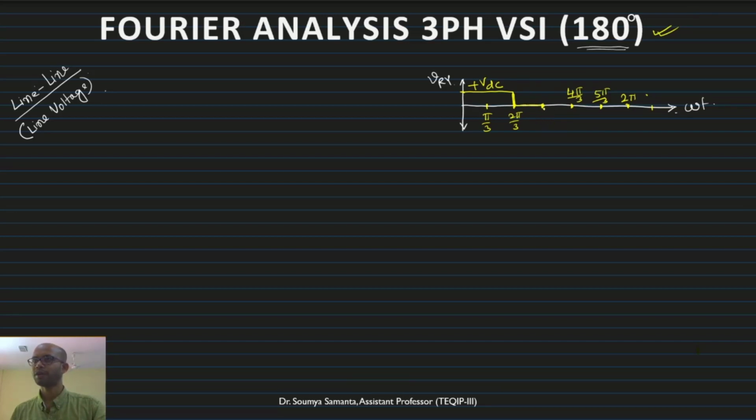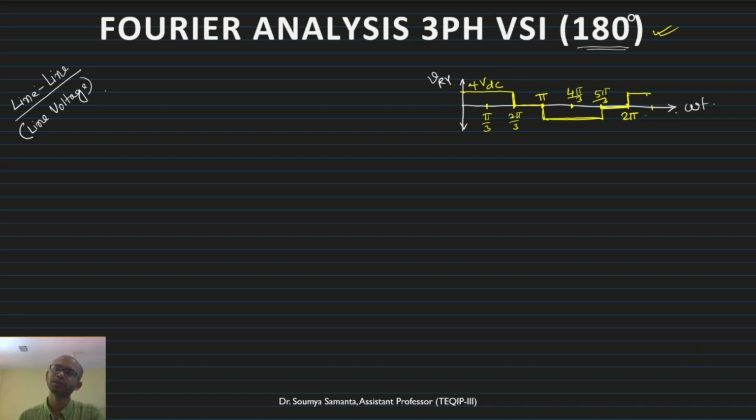Next it will come down to minus VDC and continue for 120 degrees, and then again 60 degrees of 0, and then it will continue. So this is our pi, this is our 2 pi. This is the complete waveform for the line voltage.